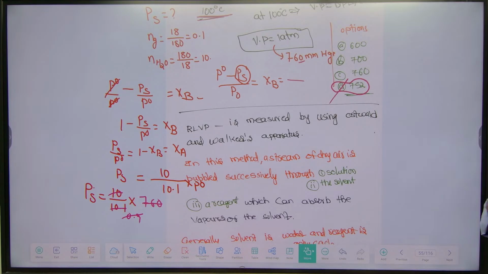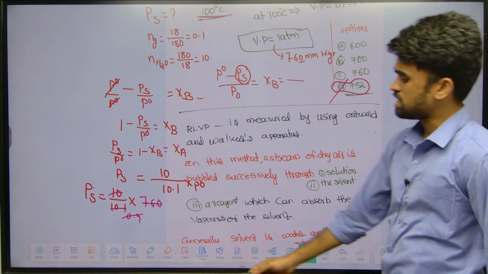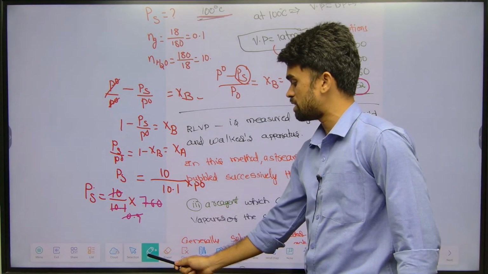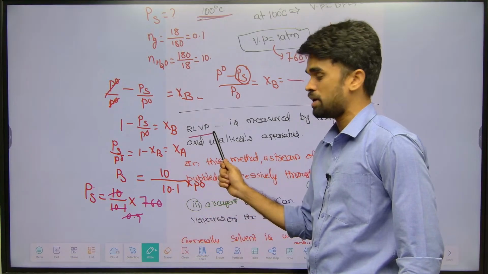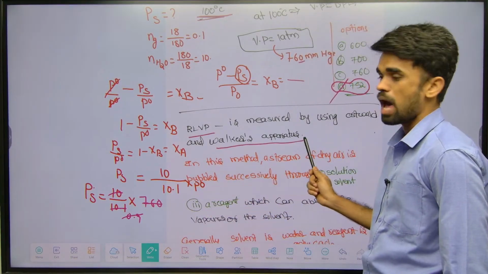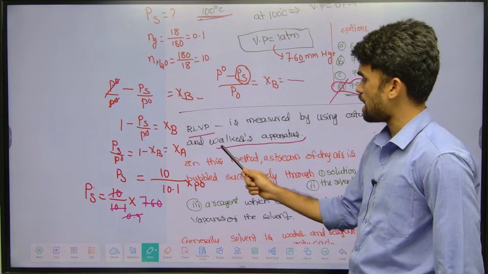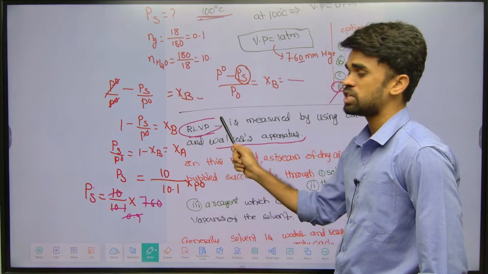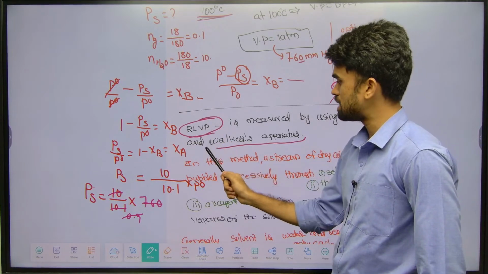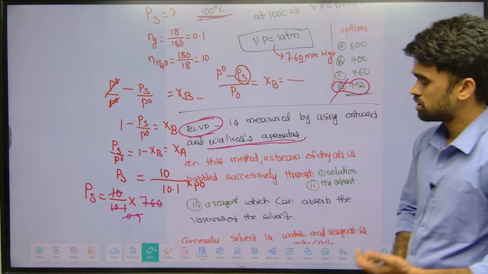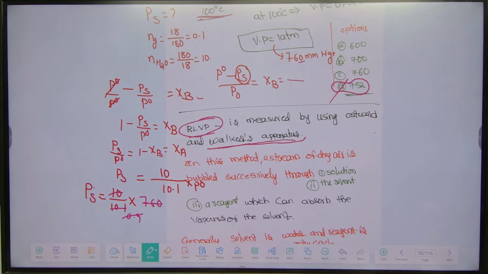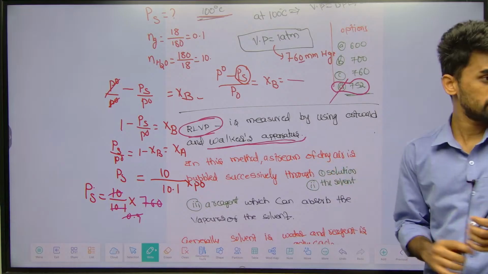Okay, done? See, the experimental method or instrument that is used to calculate RLVP is called Walker's apparatus. What is it? Walker's apparatus is used for measuring RLVP. Remember this line, Ostwald's Walker's apparatus.